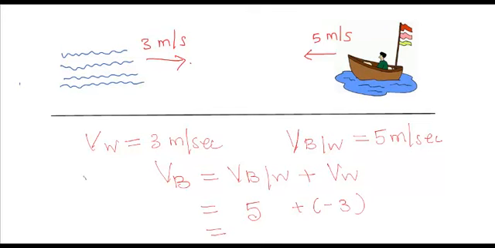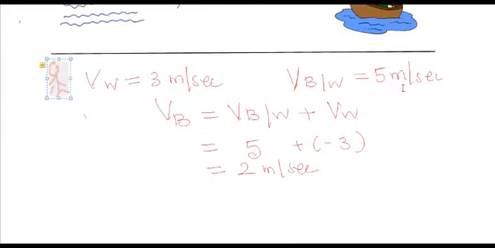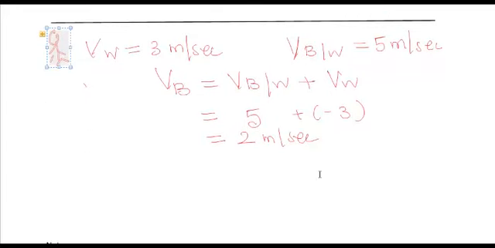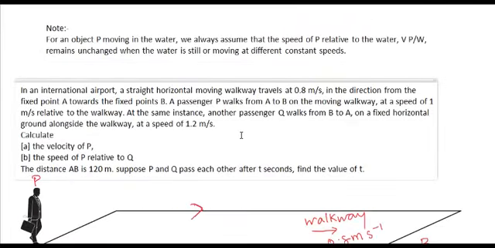So if you're standing on the river bank and observe here, for an observer, the boat moves at 2 meter per second only. Even though in water it is moving 5 meter per second, and the water is flowing opposite to the boat movement at 3 meter per second, the true velocity of the boat, that means according to the person who is standing on the river bank and observing the boat, is 2 meter per second. So here you can make use of the equation.